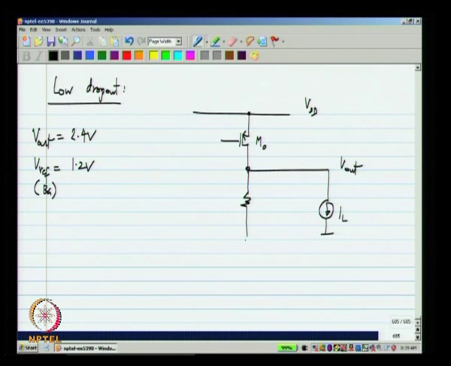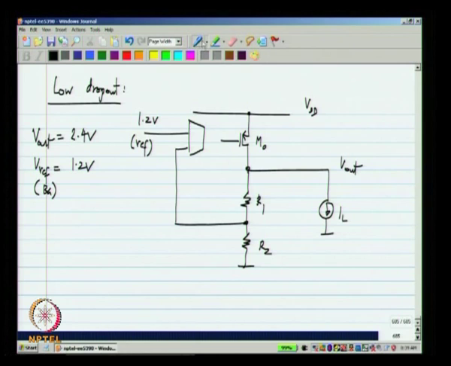So, you can divide the output voltage and compare it to the reference voltage 1.2 volts, integrate the difference and drive the gate of the PMOS transistor M naught. And you go on changing the gate of the PMOS transistor until V out becomes exactly equal to 2.4 volts, or basically this feedback voltage becomes equal to 1.2 volts.